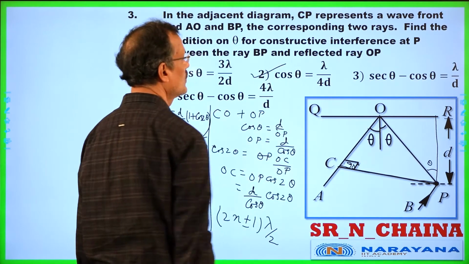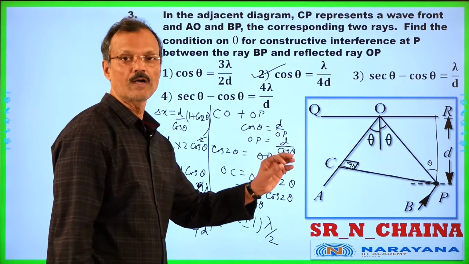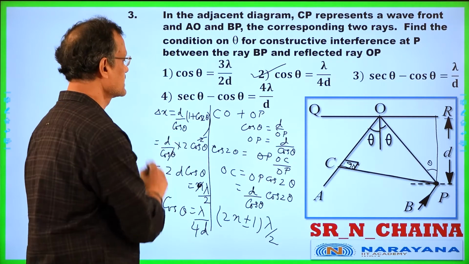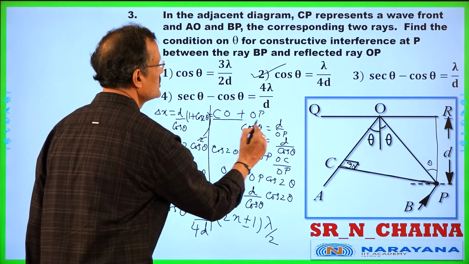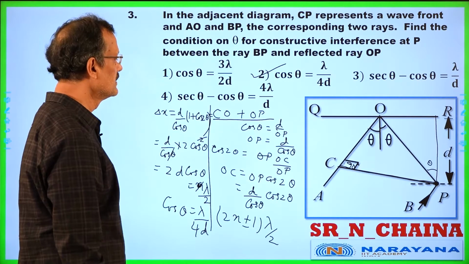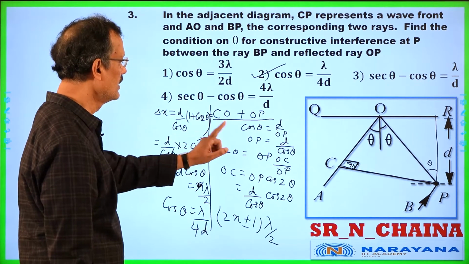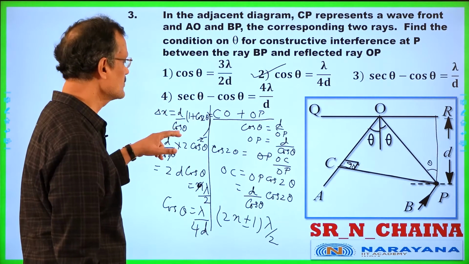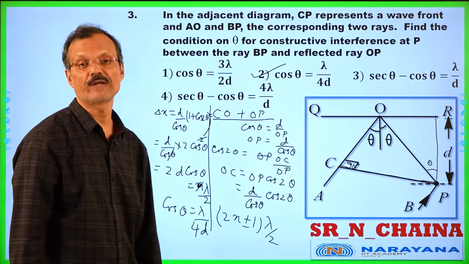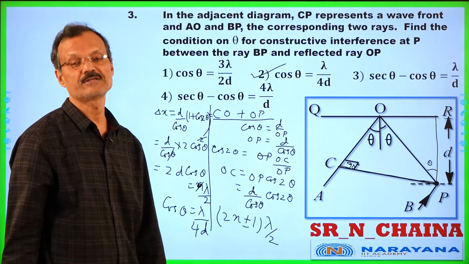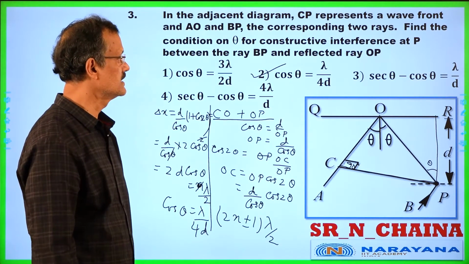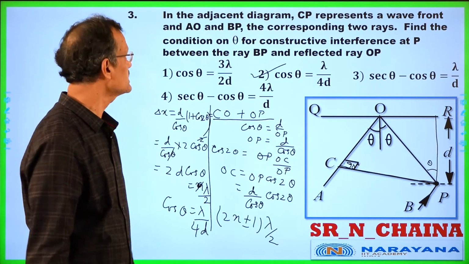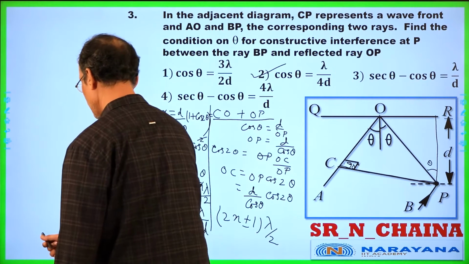Here your answer is, if you want maxima at point P, the path difference del x, which is nothing but CO plus OP. Now you will start from there. Then you have gone for OP, then you have gone for OC, del x you have calculated and you have equated it to lambda by 2. You are getting cos theta equals lambda by 4d. I hope you have clearly understood this. Let us move to the next question.